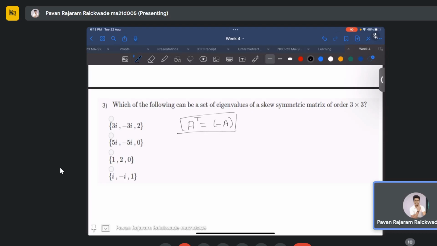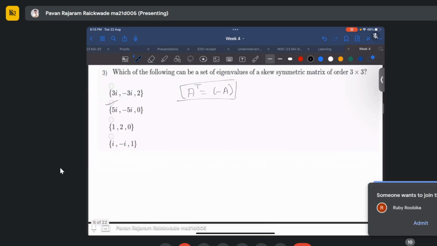Okay. So do you know the proof of that statement? Or did sir explain the proof in the course? Yes, sir, sir explained it in the course. Okay, then fine. For question number 3, you have option number B, because eigenvalues are either zero or purely imaginary. Okay.